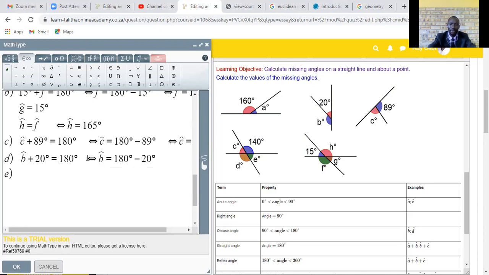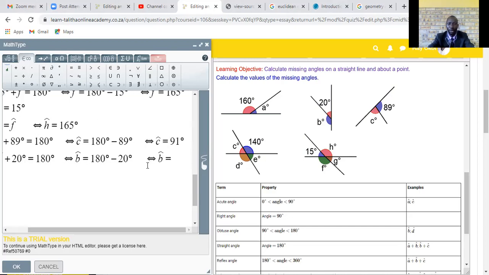And so from here, can we go ahead and find the value of angle B? Yes, we can. And what will it be? Well, it will be 180 minus 20, which is 160 degrees. That is going to be the value of angle B. That is, angle B is going to be equal to 160 degrees. Yes, that is how we find the value of angle B.